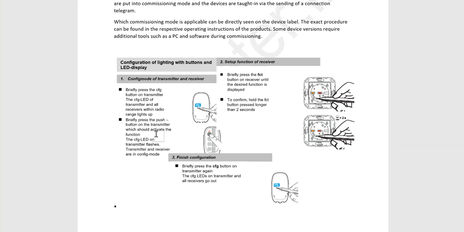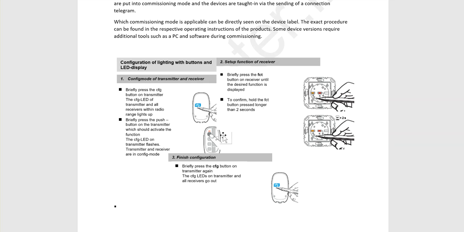The configuration LED on the transmitter flashes. Transmitter and receiver are configured in configure mode. Then set the function of the receiver. Briefly, in this device, press the FCT button on the receiver until the desired function is displayed. To confirm, hold the FCT button pressed longer than 2 seconds.